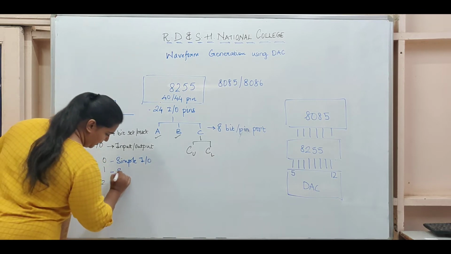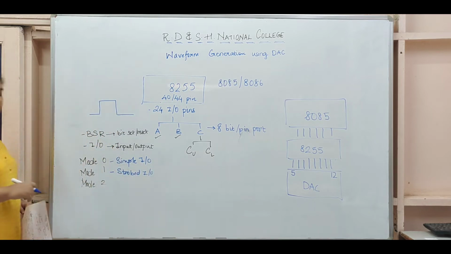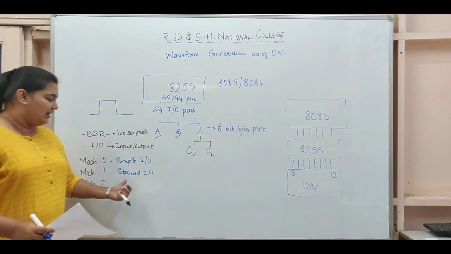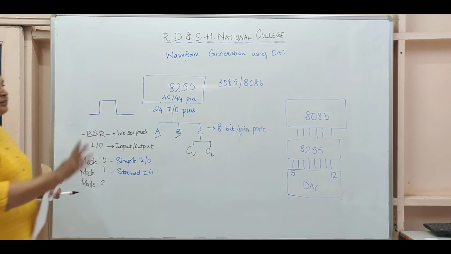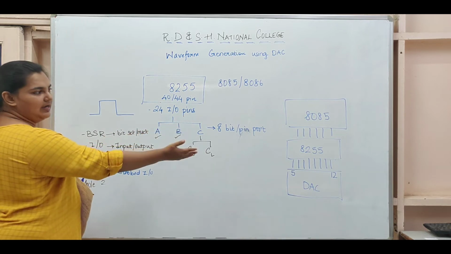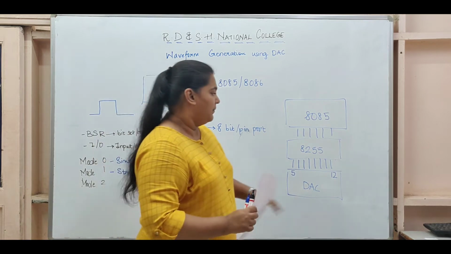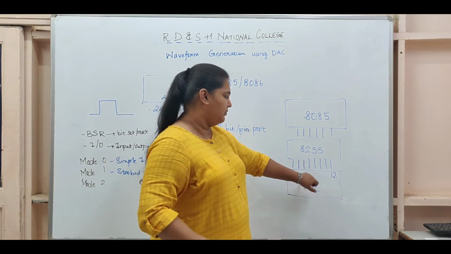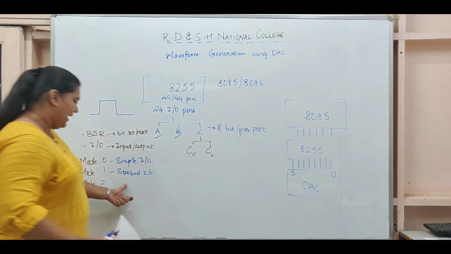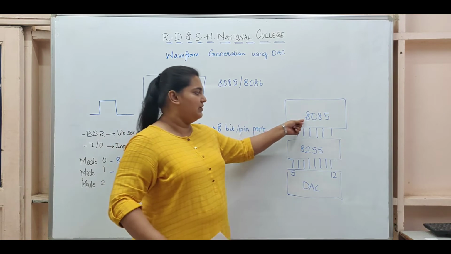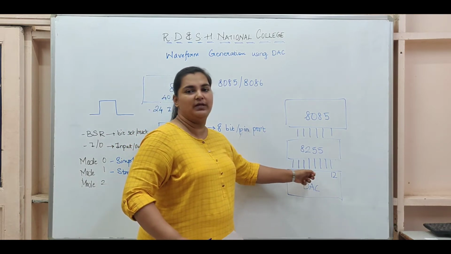Mode 1 is strobed IO mode. So what is the difference between simple and strobed? Strobed allows handshaking. What is handshaking? Basically, your 8085 and 8255 will have different frequencies of work. The reason being, 8255 will now work on the DAC's frequency. So with the help of handshaking, 8085 can be brought down or up to the frequency to match with the DAC.